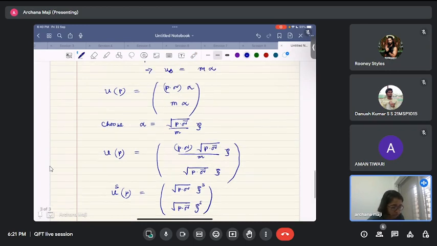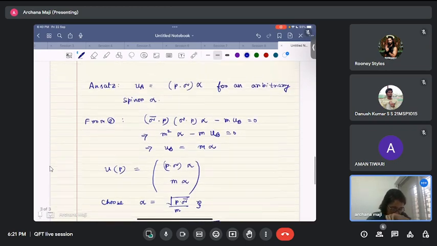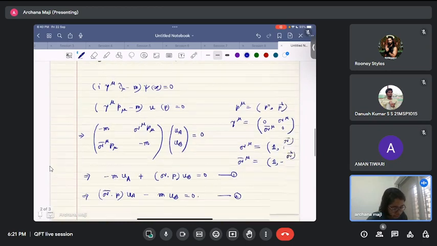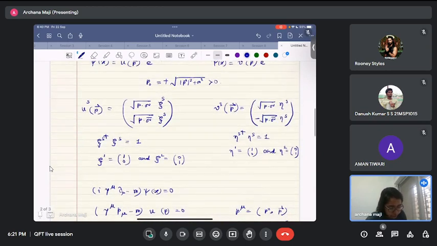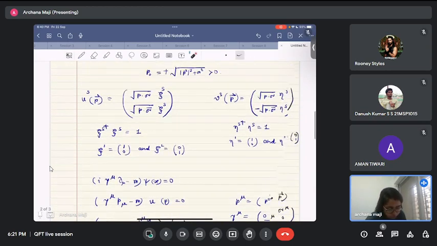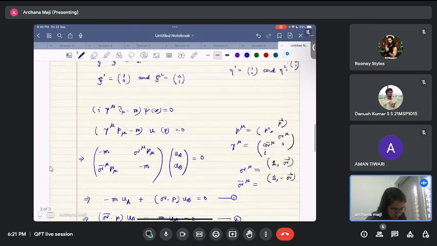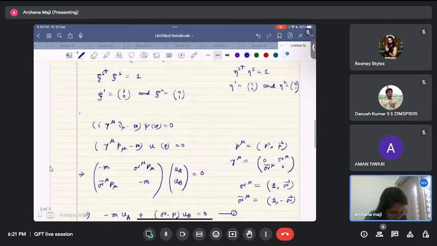Let me pause and ask if there are any questions. If not, we were summarizing. So this is another way of obtaining the general solution to the Dirac equation. Just let me write that down.